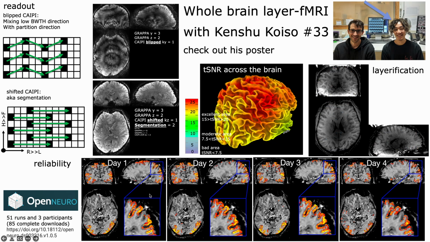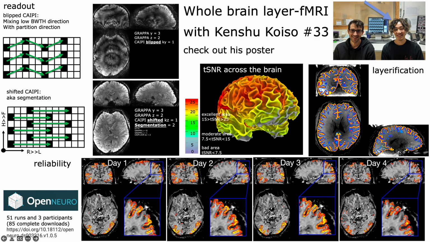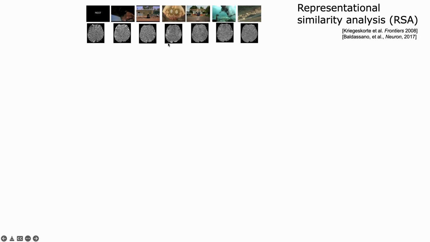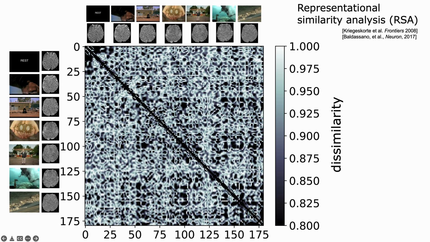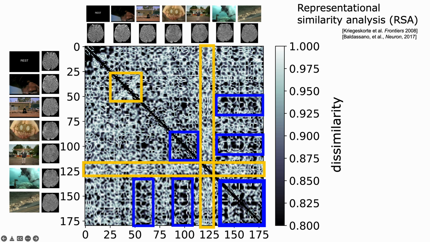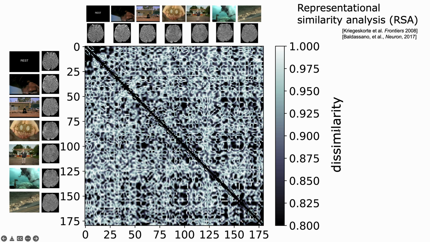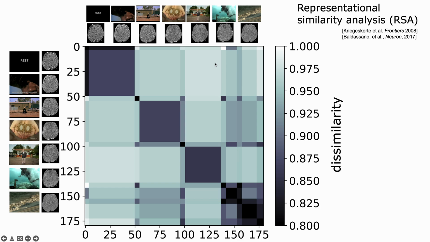But Kenshu does not only look at univariate analyses, but also pattern analyses, specifically representational dissimilarity analyses. And this means that for each movie frame, he extracts the spatial layer fMRI activation pattern and looks at how similar this pattern is compared to all the other movie frames, giving us these representational dissimilarity matrices where you might see some structure. If you squint your eyes a bit, you definitely see areas that are more dissimilar compared to other ones, which might be better visible when you average within the movie clips.